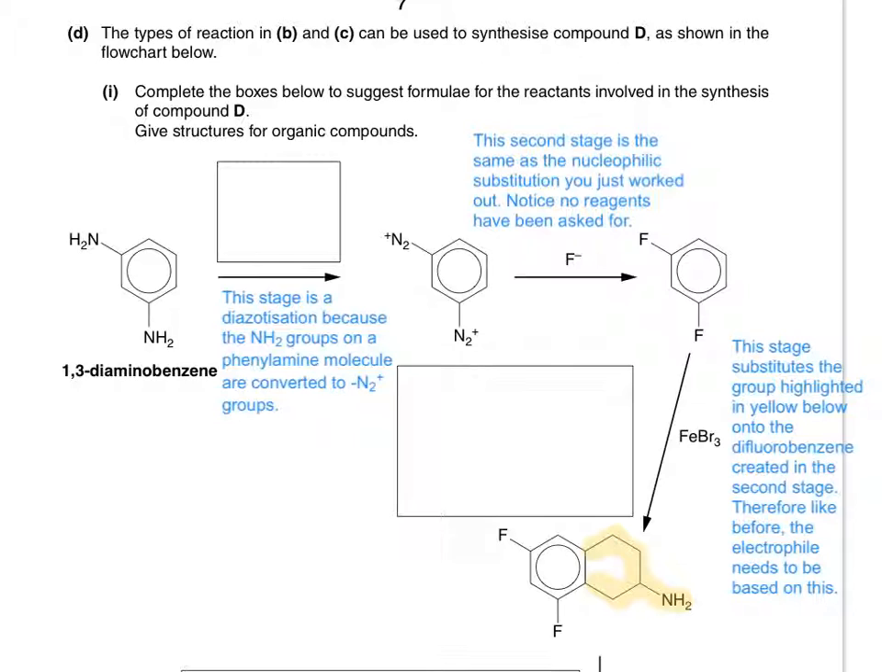So if you look at it closely, you've got a phenylamine, 1,3-diaminobenzene, and these groups here turn into these groups here. So it's obviously a diazotization, isn't it? So you've got to do a bit of recall here. It's recall and application at the same time. So you're diazotizing 1,3-diaminobenzene, but you're not then going and making an azo dye. So it draws upon your knowledge of azo dyes, but then it changes into the fluorination.